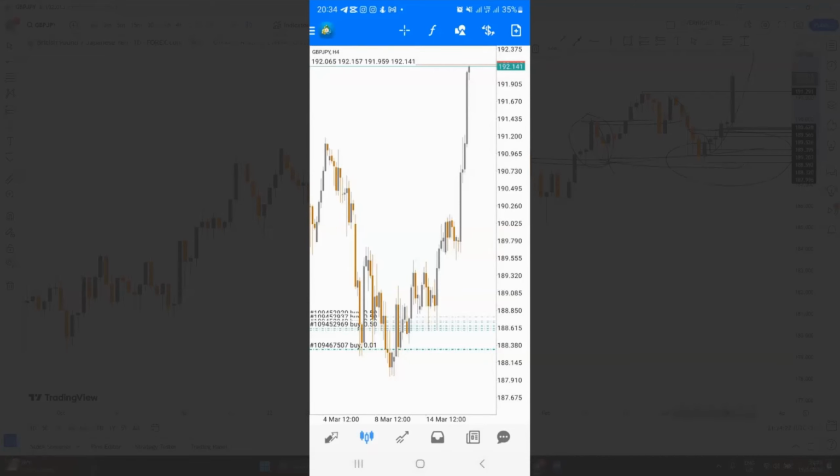It's because I did a breakdown, and sometimes you don't need a lot of trades to take in the market. You just need one trade that can give you some dollars.